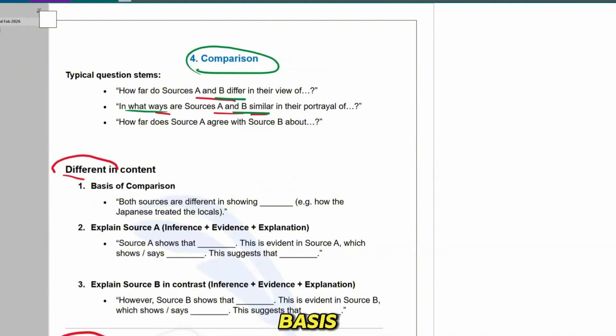Once you have given me the basis, then you break down the two sources. Source A shows that the Japanese treated the locals very badly. Then give evidence. This is evident in source A, which says, then give evidence, then you explain. This is a basic inference, evidence, explanation. Once you have cleared source A, you give me the inference, evidence, and explanation. Then after that, you give me source B, inference, evidence, explanation. Because you're comparing, you can say, however, source B shows that the Japanese treated the locals very well. This is evident in source B, which shows that something, and then explain.